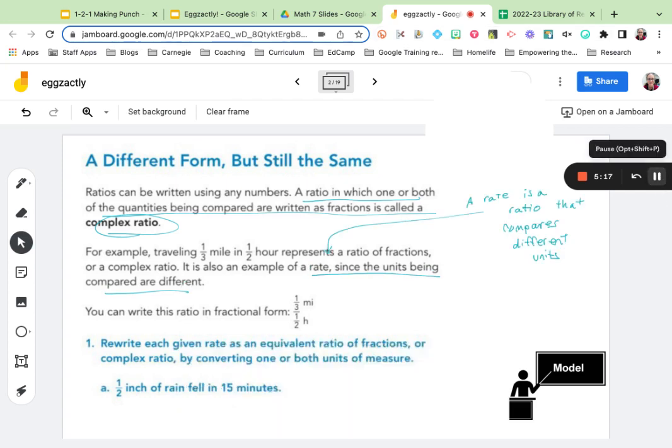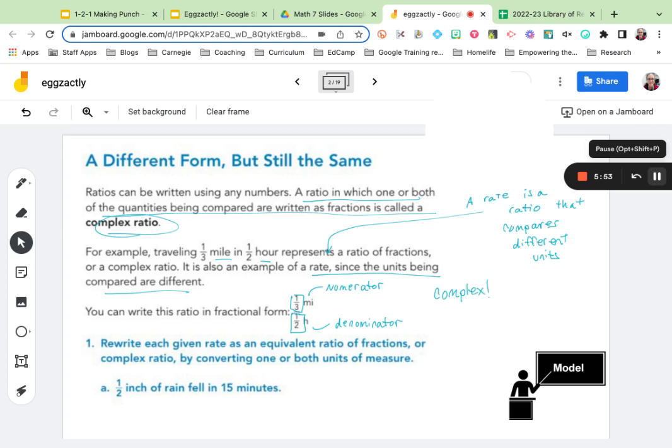So this ratio is a rate because it compares miles to hours. So we can write this ratio as a fraction. Here it is. Excuse me, 1/3 is in the numerator, and 1/2 is in the denominator. We have a fraction in our numerator, and we have a different fraction in our denominator. That is what makes this ratio complex.